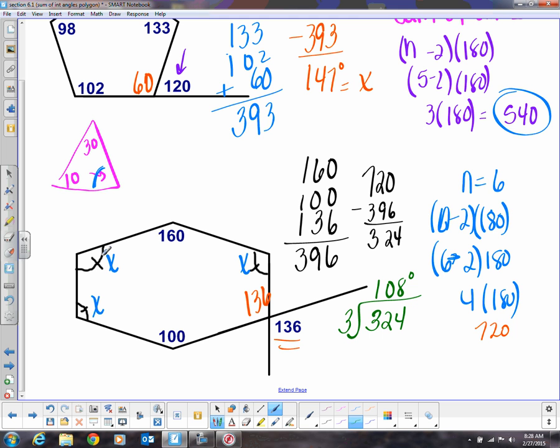Now, is this a regular polygon? Is it? How do you know this is not regular? Because all the angles are different measures. Exactly. It's a non-regular polygon. So were those hard? This is the same concept you did for triangles, except you first have to find the sum.